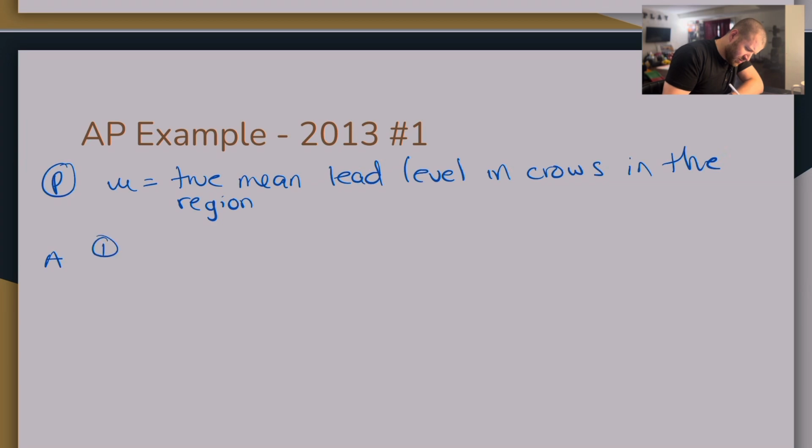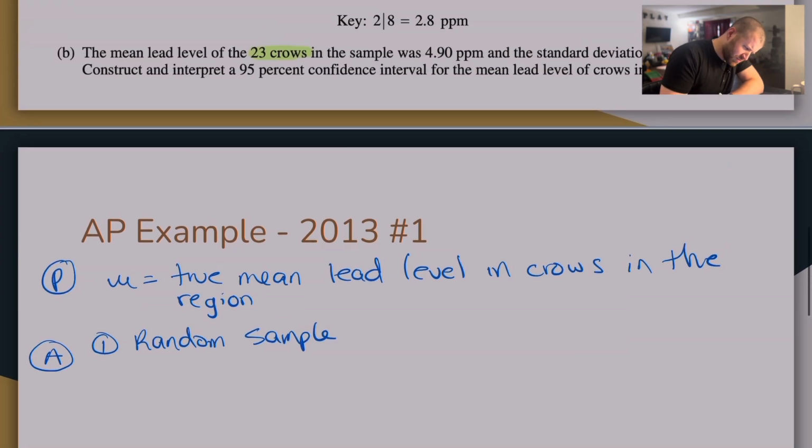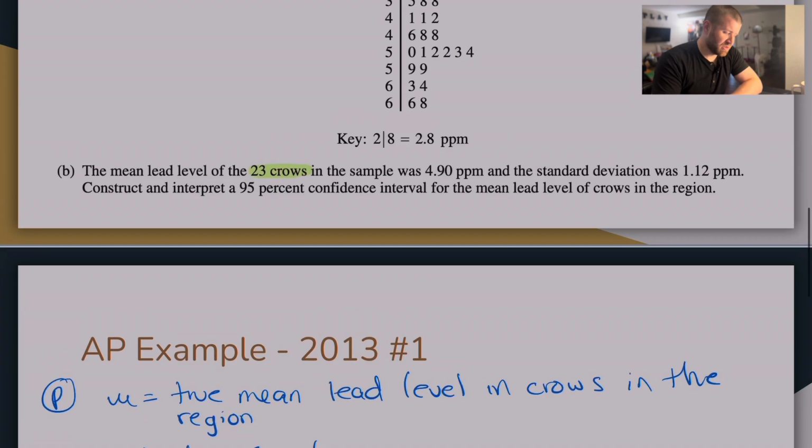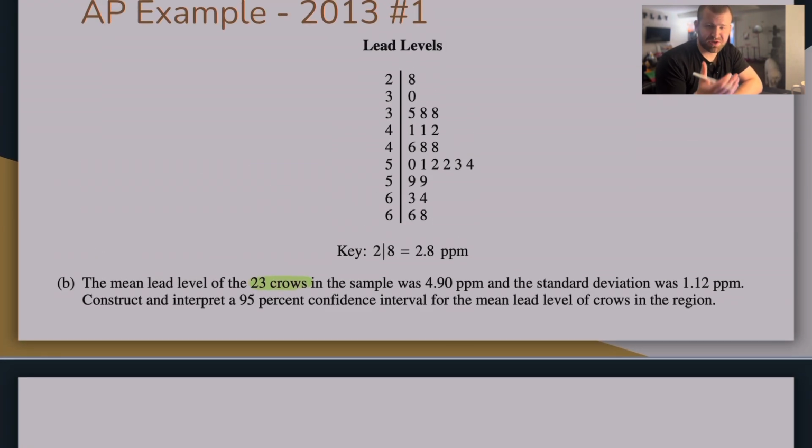For my assumptions, 1, I need a random sample. Now, I did cut off the part of the problem that said that this was a random sample because I wanted to make sure I included the stem plot here for you and I didn't have enough space. The problem here did state that it was a random sample.